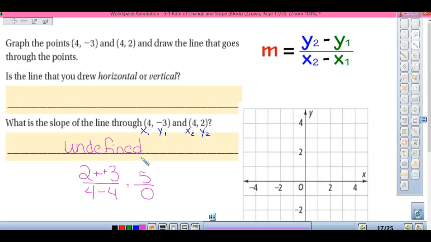And we'll get to a 0 slope one. What kind of line is it? Vertical line, yep. And if we graph that, we can see that. What do we have? 4, negative 3 is down here, and 4, 2 is up here. That's a really perfect vertical line that I just drew.